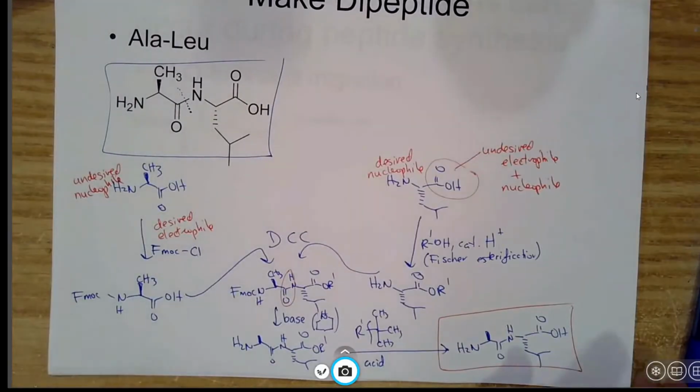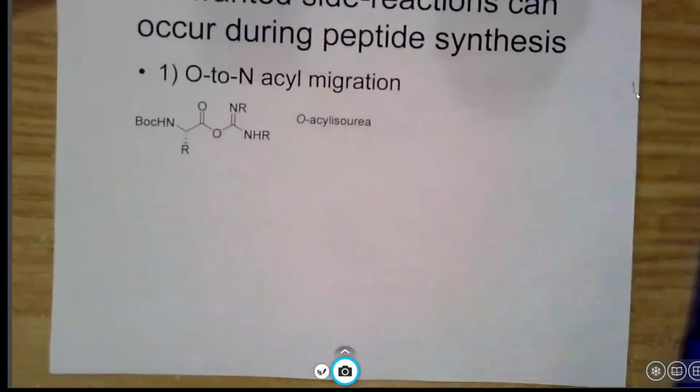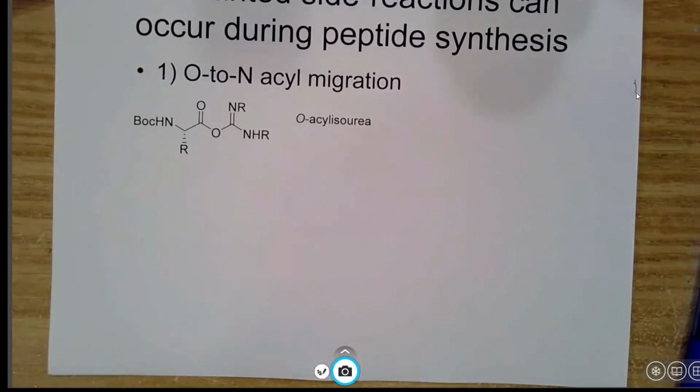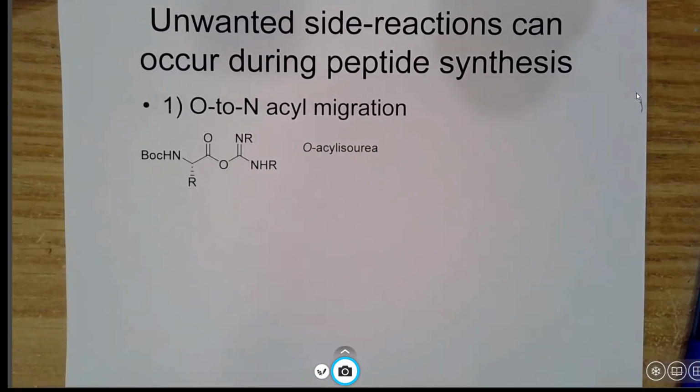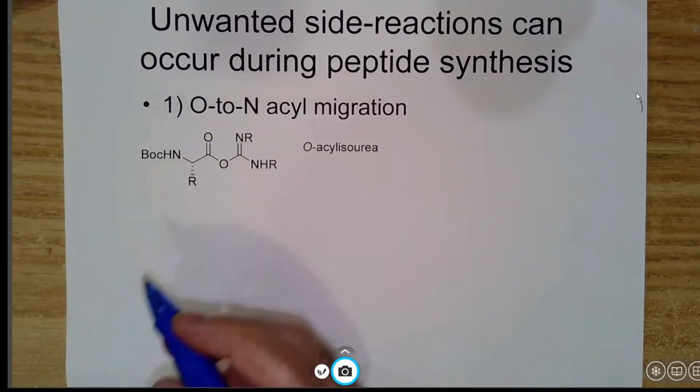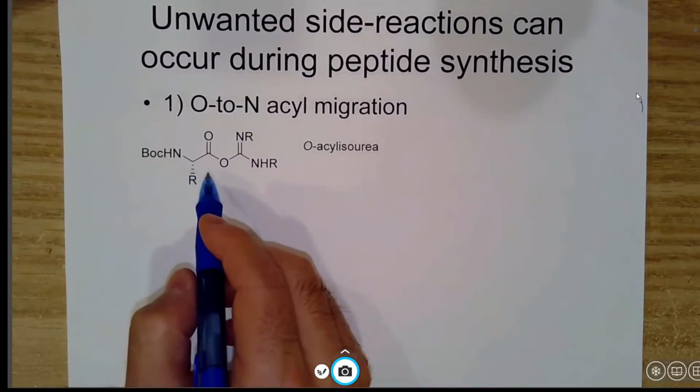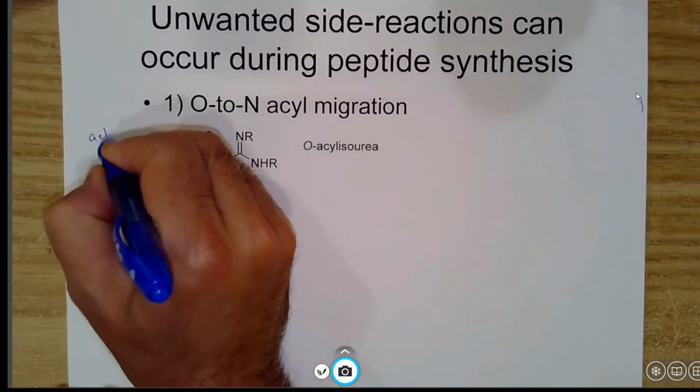Okay, so all right, so now we know how to make these amide bonds. I'm just going to tell you a little bit about some, nothing's perfect, so things don't always go as planned, and I want to just make you aware of some unwanted side reactions that can occur during peptide synthesis. So one of the things that can happen is that you can get something called oxygen to nitrogen acyl migration. Okay, what is that? So here's an example of an active ester.